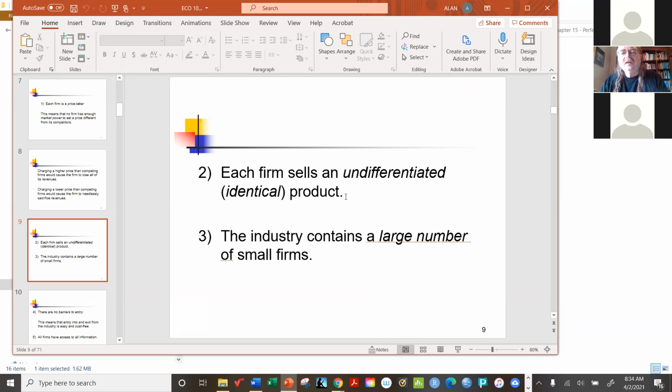If the products are different, like for example, with fast food, we know that McDonald's and Burger King sell very similar products, but they're not identical to each other. So therefore, that market is not considered to be perfect competition. And we're also assuming that there's a large number of very small firms. Each one is too small to affect prices with its own actions. So they all end up just basically charging the exact same price.